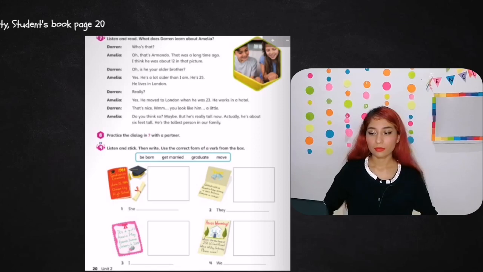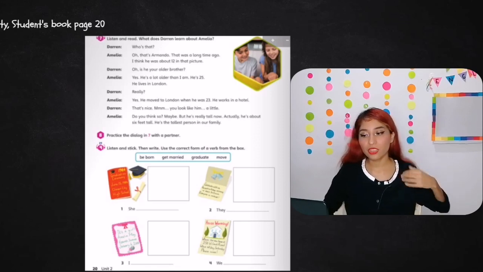Really? Yes. He moved to London when he was 23. He works in a hotel. That's nice. You look like him. A little. You think so? Maybe. But he's really tall now. Actually, he's about 6 feet tall. He's the tallest person in our family.